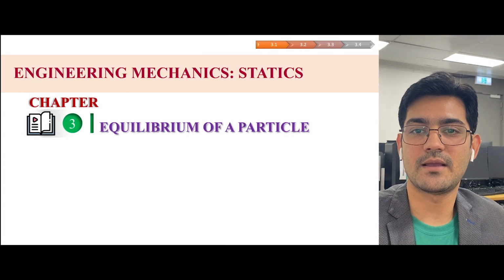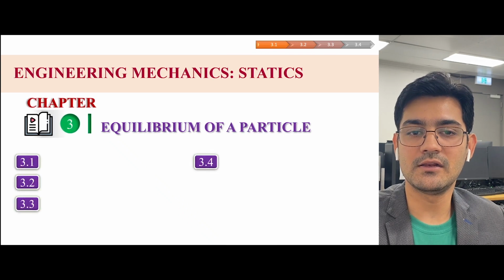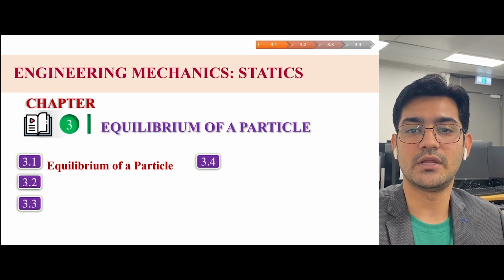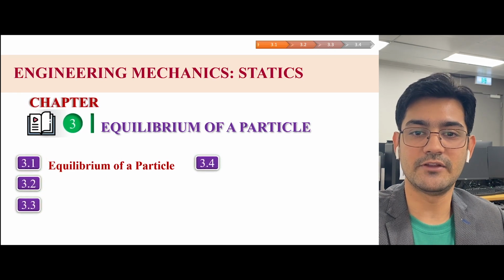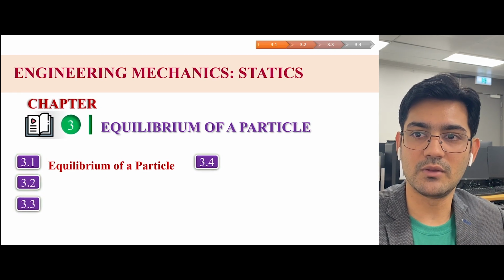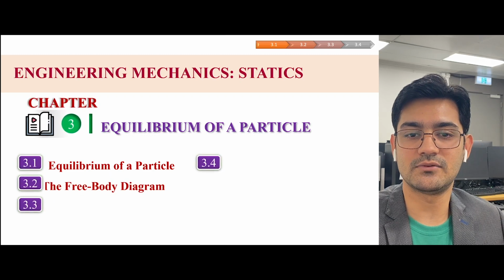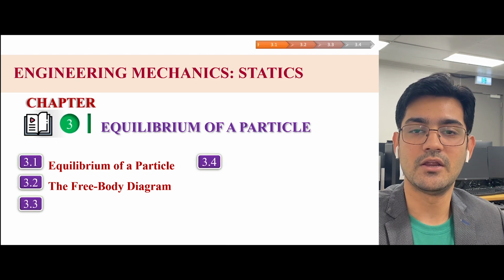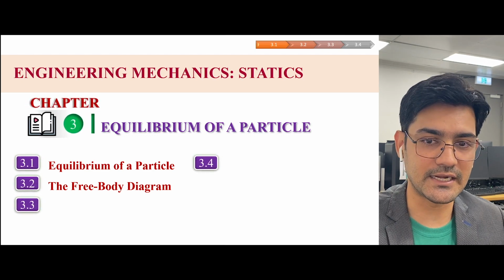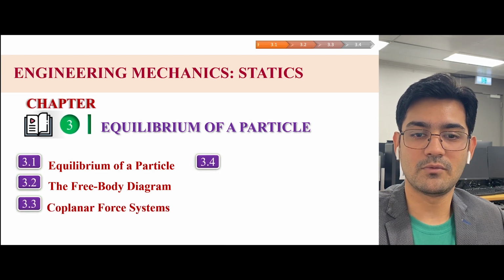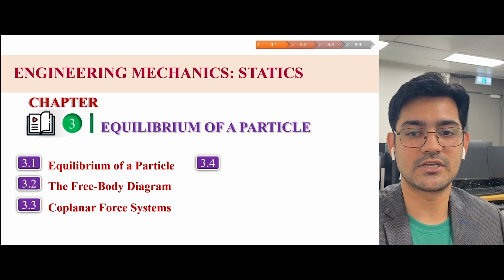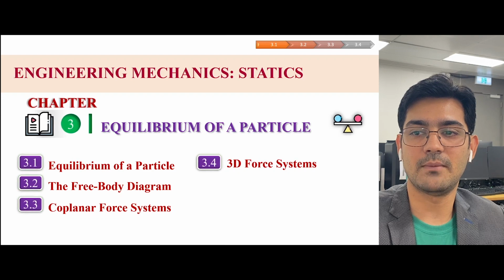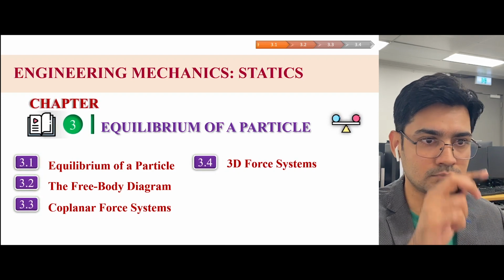So this chapter is about equilibrium of a particle, and this chapter is divided into 4 sections. The first section is about equilibrium of a particle. So we will define the conditions for equilibrium of a particle. The second section would be on free body diagram, which is also one of the most important topics of engineering mechanics statics. The third section would be on coplanar forces. We will discuss forces in 2D plane. And the fourth section would be about 3D force system.